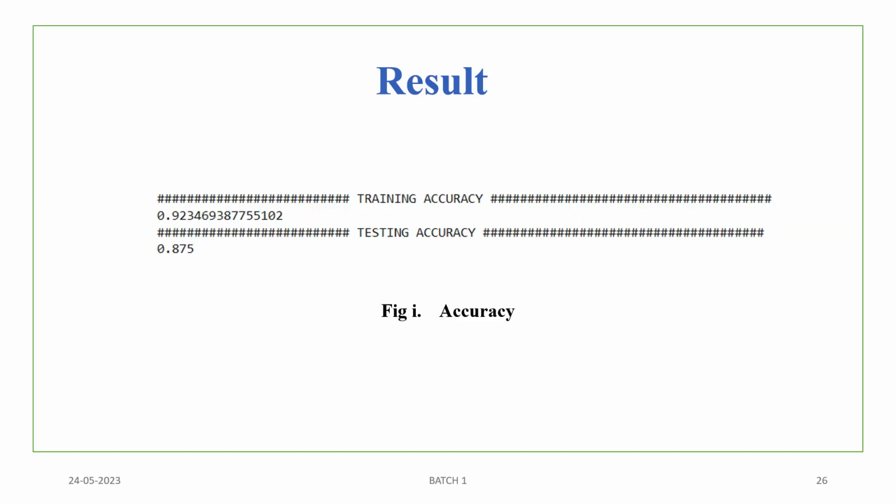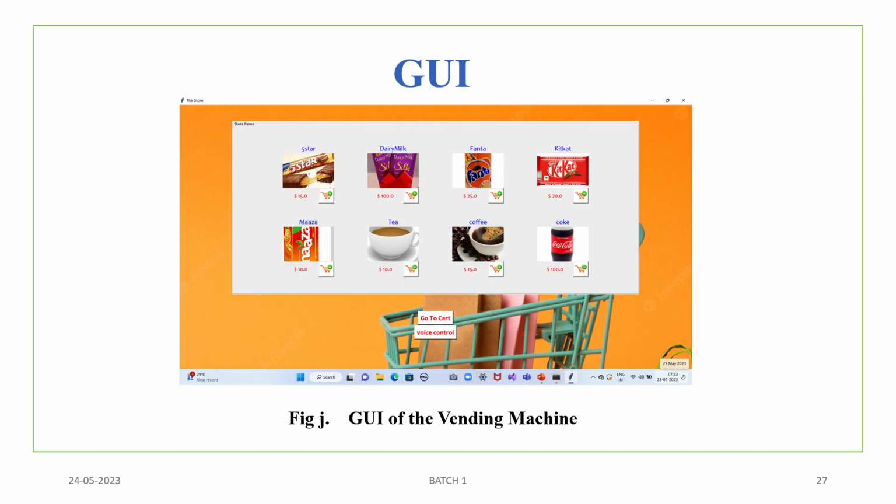Figure I shows the achievement of 92.3% accuracy in training and 87.5% accuracy in test data using the hidden Markov technique for recognizing speech. The speech-based vending machine's graphical user interface, which was designed using Python, is shown in figure J. This can work in two modes, speech command mode and button mode. The input mode can be selected to suit the needs of the customer.